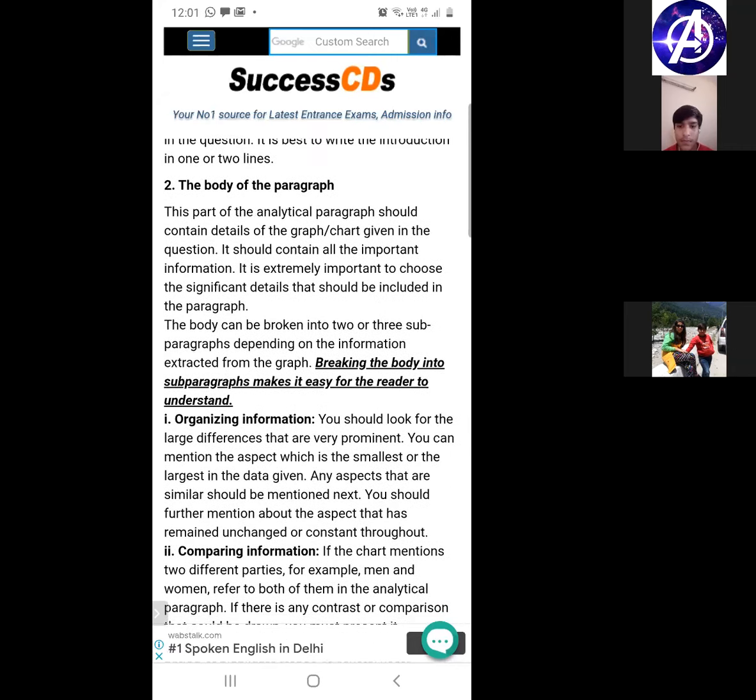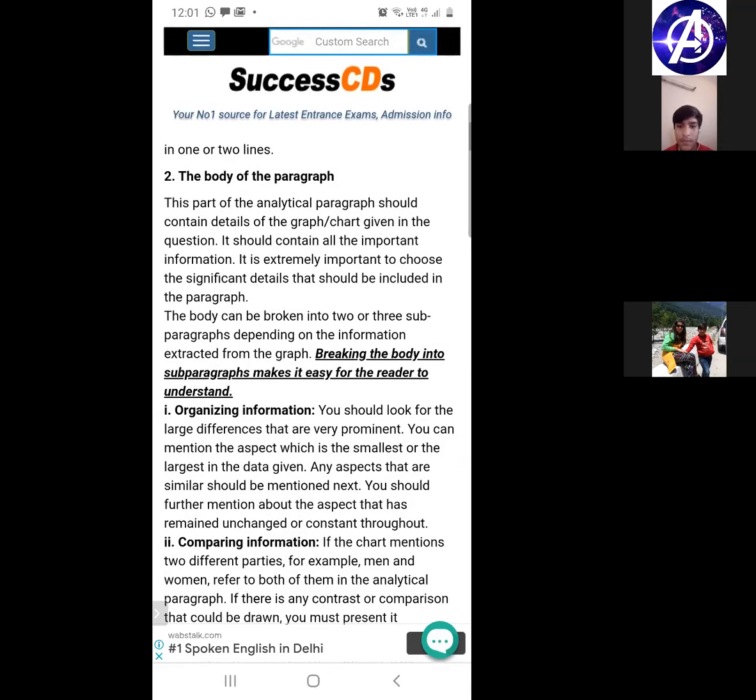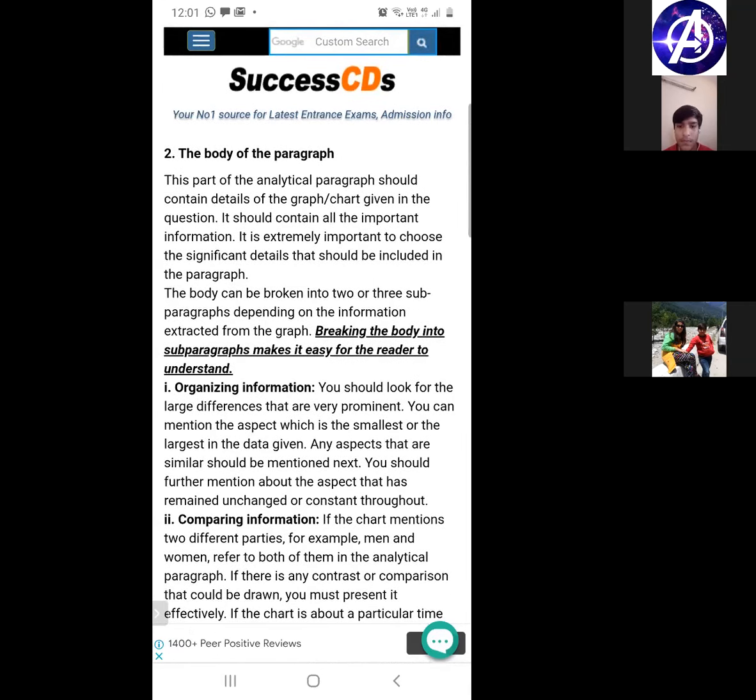Right. So I think it's very clear. We can proceed further. The body of the paragraph. The body of the analytical paragraph should contain details of the graph or chart given in the question. It should contain all the important information. It is extremely important to choose the significant details that should be included in the paragraph.